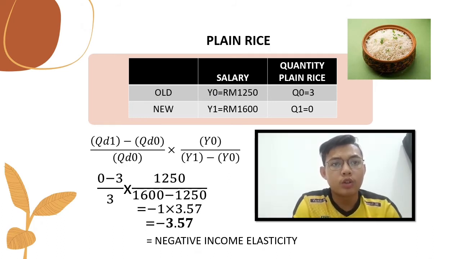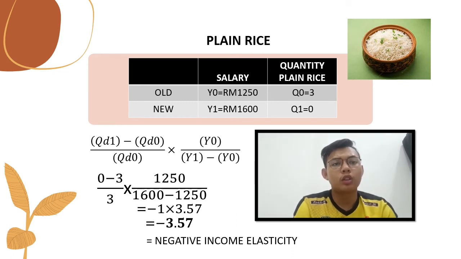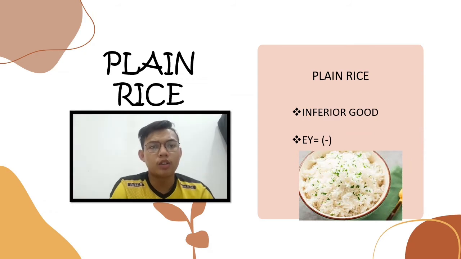The last thing is plain rice. When we use the formula, we get 0 minus 3 over 3 times 1,250 over 1,600 minus 1,250. So we get negative 1 times 3.57, so we get negative 3.57. From the answer, we know that plain rice has negative income elasticity. So from the answer negative 3.57, we know that plain rice is an inferior good and the EY is negative.